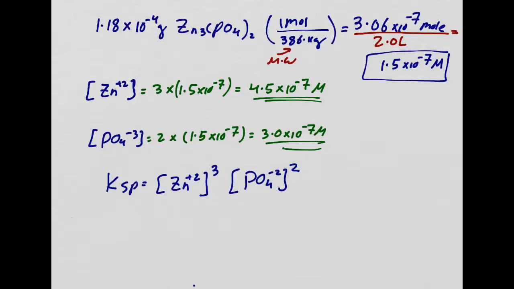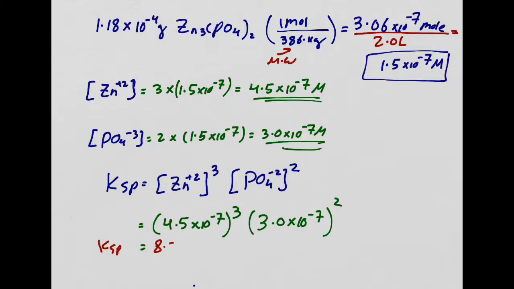Now, do I have the zinc concentration? I do. It's 4.5 times 10 to the minus 7 to the power of 3, because this is just the zinc concentration. This is the phosphate concentration. I plug this in, but again, the equation calls for you to have it to the power of the coefficient, right? That's the equation. Times 3.0 times 10 to the minus 7 to the power of 2. When I do this, what I end up getting for Ksp is 8.2 times 10 to the minus 33.